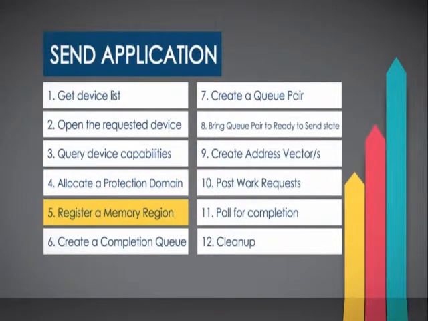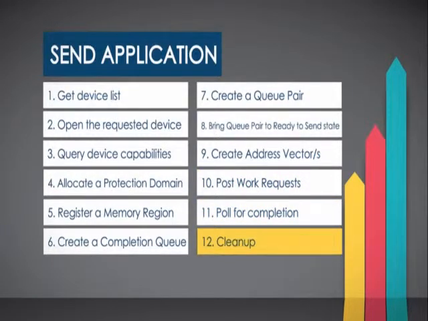5, register a memory region. 6, create a completion queue. 7, create a queue pair. 8, bring queue pair to ready to send state. 9, create address vector or vectors. 10, post work requests. 11, poll for completion.